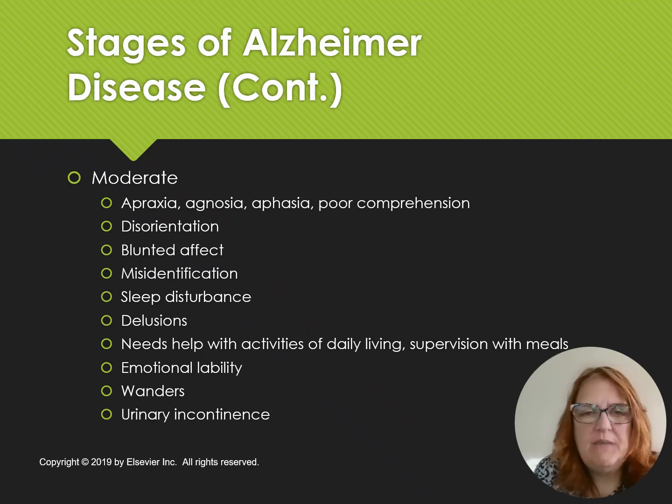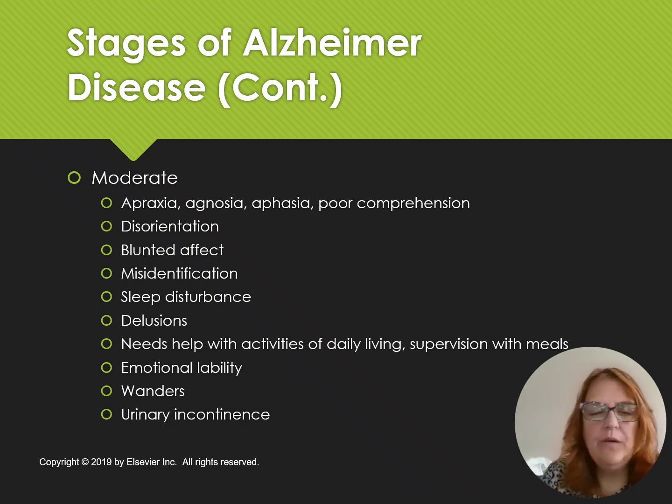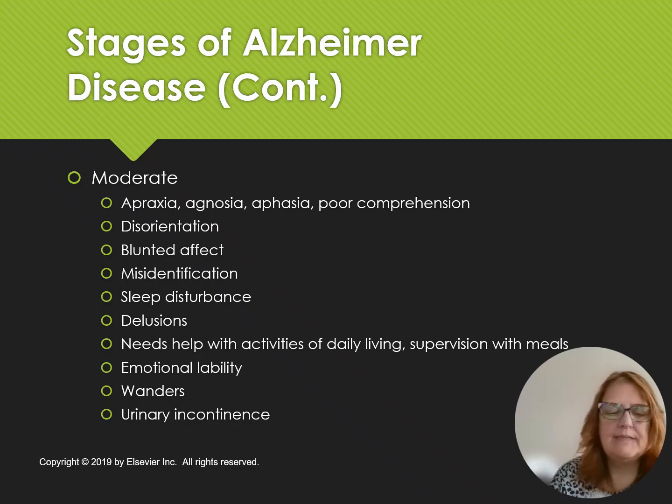In moderate stages of Alzheimer's disease, they'll have apraxia, agnosia, aphasia, and poor comprehension. They can appear disoriented. They can have a blunt affect. They misidentify. They have disturbance in their sleep patterns. They can experience delusions. And they need help with activities of daily living and supervision with their meals. They could have emotional lability. They wander, and they can have urinary incontinence.